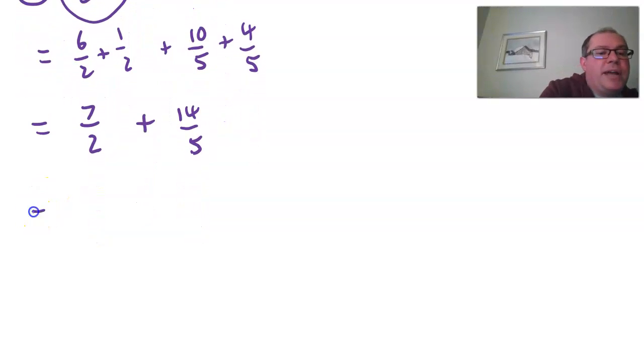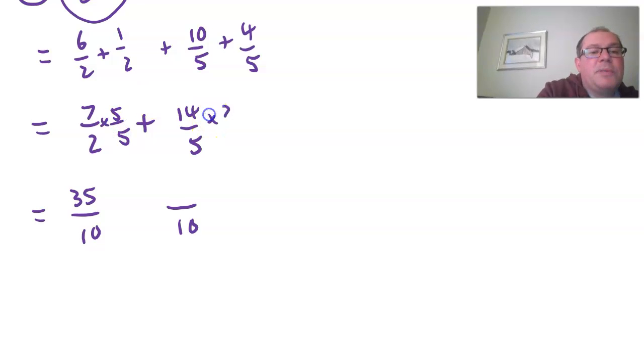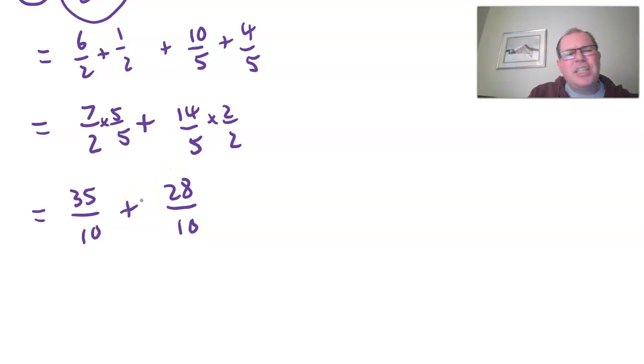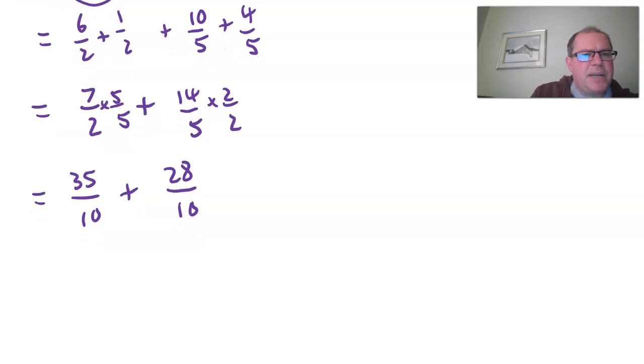Now I'm going to write them both over 10. So I've got to multiply by 5 over 5 here. So 2 times 5 is 10, that's good. 7 times 5 is 35. So I'm just multiplying top and bottom by 5. Here I'm going to multiply top and bottom by 2 to get the 10 on the bottom. So it's going to be 28 over 10. You can see I don't like this way as much because the numbers get bigger.